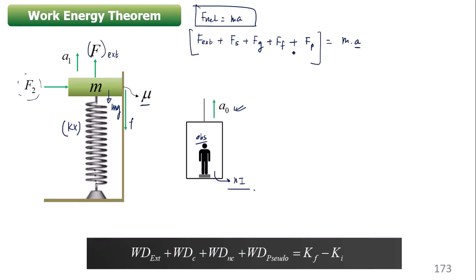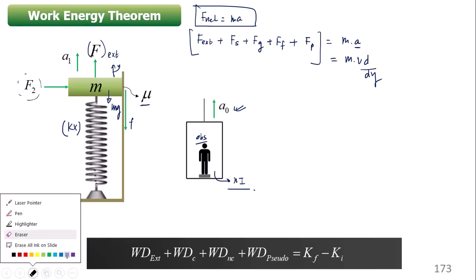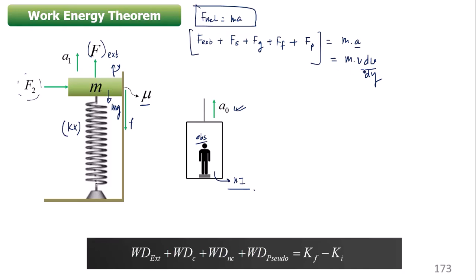Now what is acceleration? Because of the external force and all the other forces present here, let us say the particle is displaced by a distance of y. So can I write a as v dv/dy? Yes, v dv/dy. That is the acceleration written in terms of dv/dy. This is the final form of the equation where I want to apply it to get the work-energy theorem. For that, we multiply by dy.